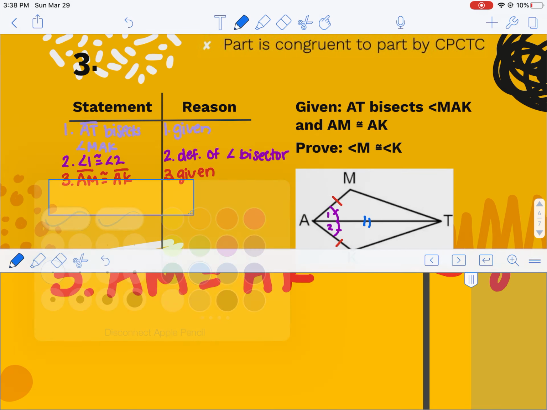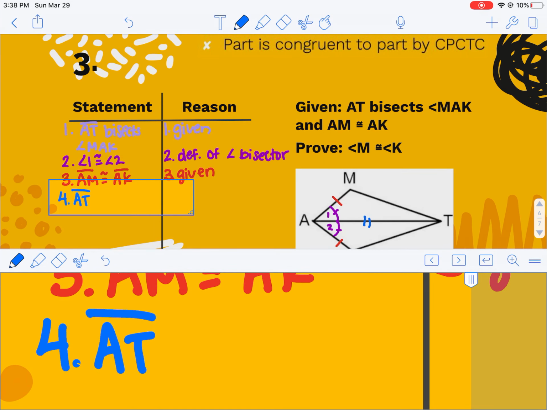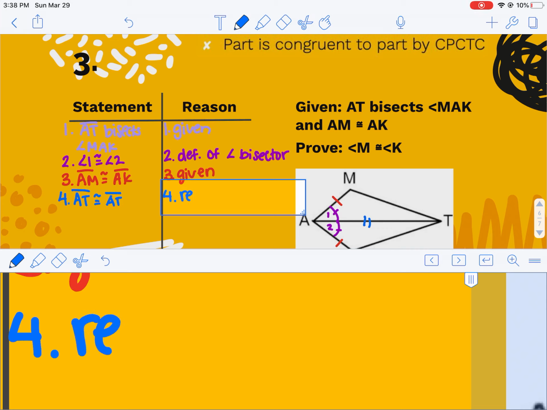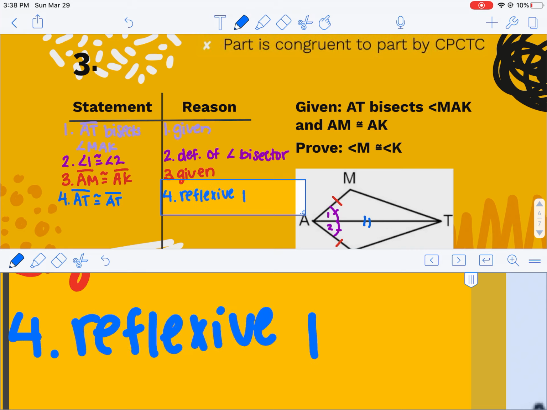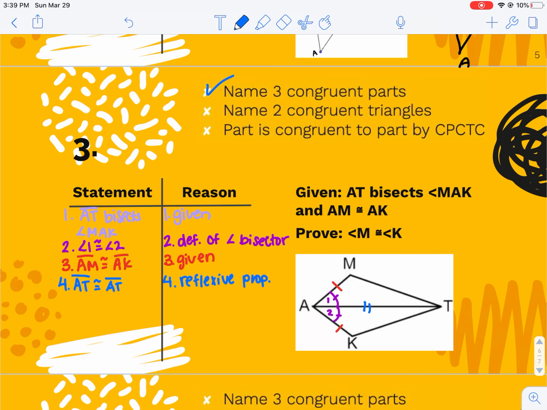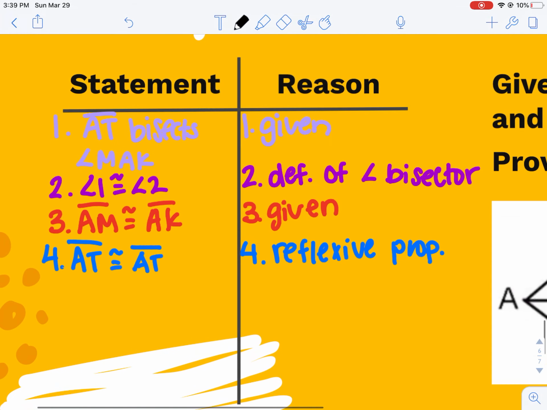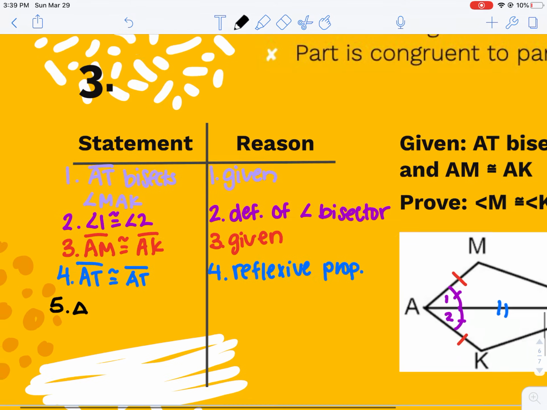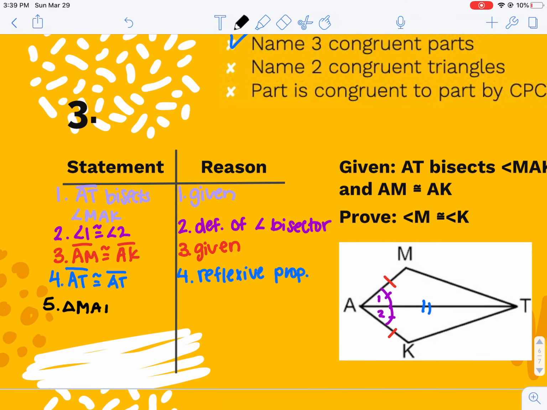And then we figured out that AT was congruent to itself by the reflexive property. I have 3 congruent parts. My next step is to say this triangle is congruent to that triangle. So I'm going to say triangle MAT is congruent to triangle M matched up with K, A matched up with A, T matched up with T. I have 2 sides and the angle between the sides. So that is side, angle, side.